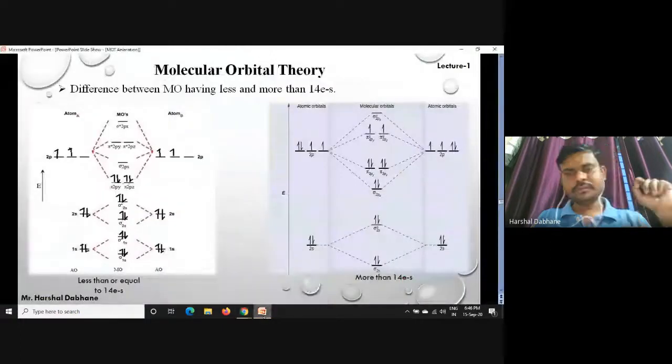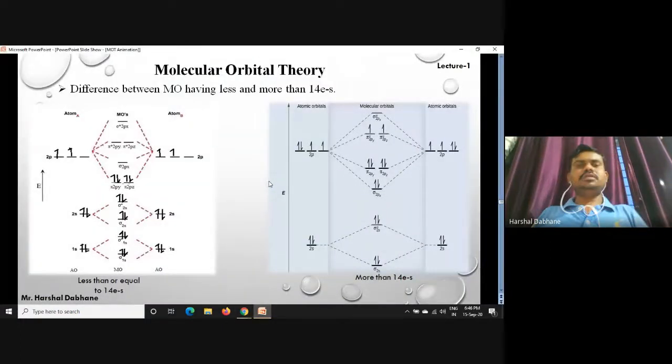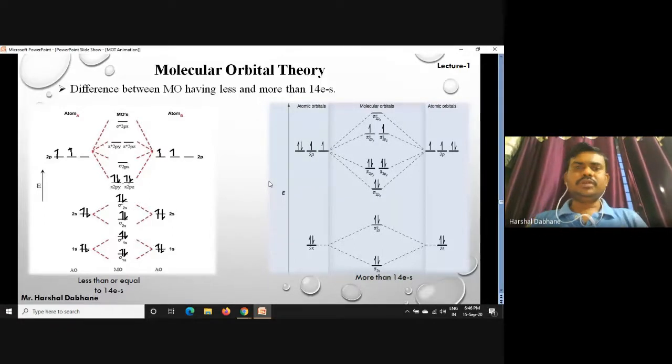Okay, so we have to talk about the difference between two types of molecular orbital diagrams. Generally, we have two types of molecular orbital diagrams.